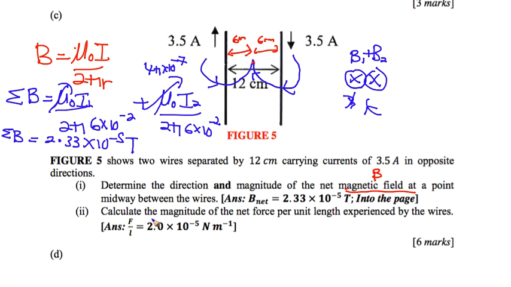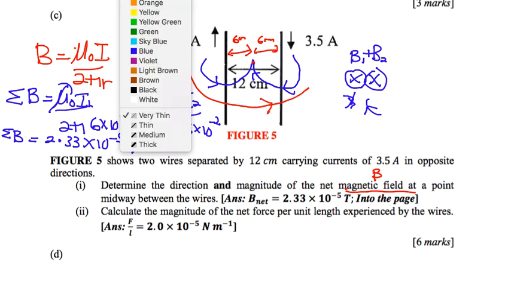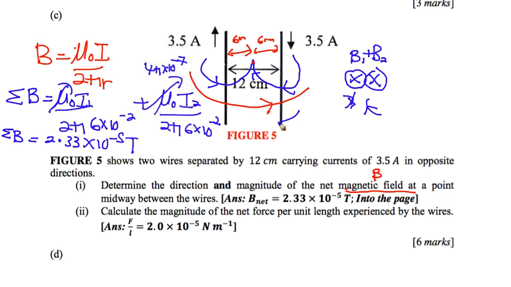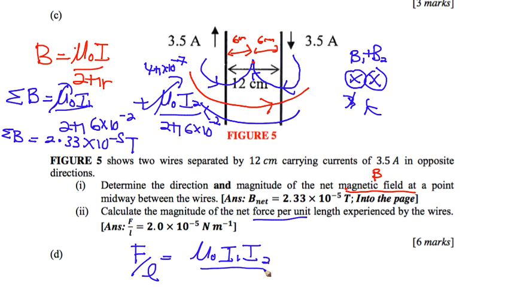Number 2, calculate the magnitude of net force per unit length experienced by the wire. As you know, if you have the two wires here, you have a magnetic field produced by wire 1 on wire 2, and the same process, magnitude produced by wire 2 on wire 1. So you have the force for wire 1 and wire 2. If you want to calculate the net force per unit length, this is the equation, force per unit length. The equation is mu naught constant, the magnitude of the current I1 and current of wire, let's say I2, divided by the distance between the two wires, which is 12 centimeter.